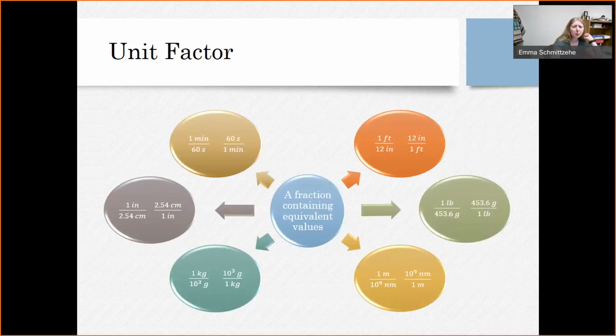And some of these you probably already know, right? Like a minute has 60 seconds in it, and so 1 minute equals 60 seconds. Those things are equal. And so if 1 minute equals 60 seconds, then we can just take those equal things and write them as fractions. You can write it in either direction. So I've written it as 1 minute over 60 seconds and also as 60 seconds over 1 minute. So I can use that relationship in either way to do what I want.